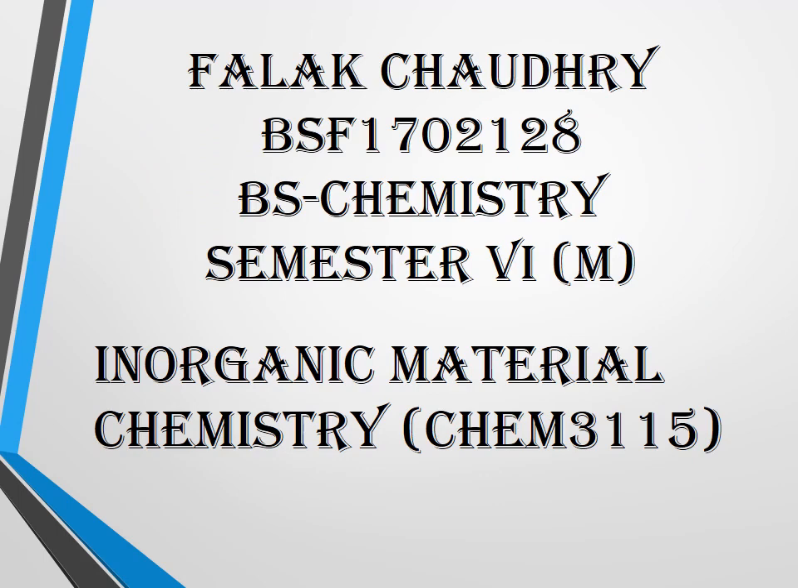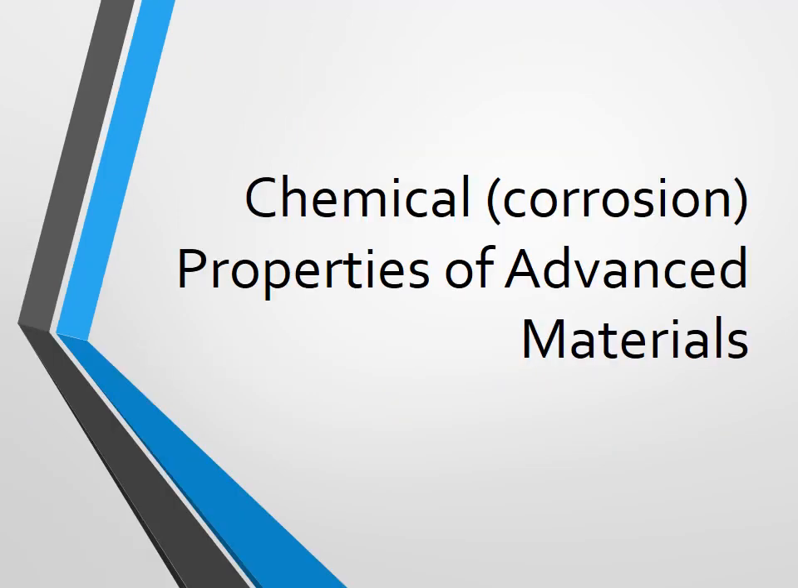And today I am here to discuss a topic from the course Inorganic Material Chemistry, course code Chem 3115. The topic that we will discuss from this course is the chemical properties of the advanced materials, and specifically the corrosion properties of the advanced materials. In this lecture we will cover the chemical properties, the corrosion properties, the whole process of corrosion, and lastly we will discuss the methods to prevent corrosion. So let's begin our topic.